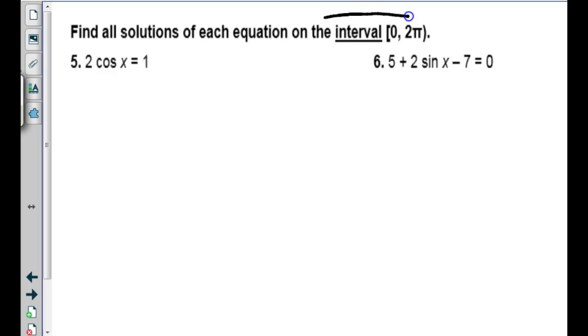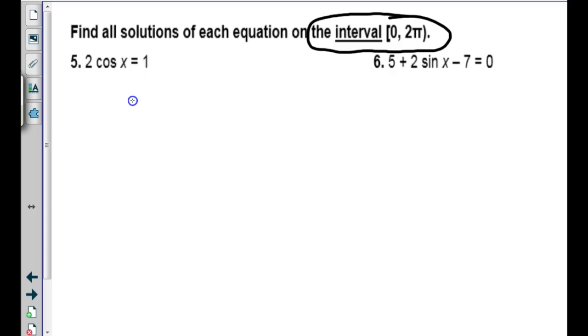It says on the interval 0 to 2 pi. You're going to get so excited on the quiz when you see one of these because it means there's a finite number of solutions. You don't ever need to put a plus or minus 2 pi n on, okay? It says only on that unit circle, how many places does this happen? Do you understand what I'm saying, guys? You don't have to worry about it. It's just one and done or two and done.